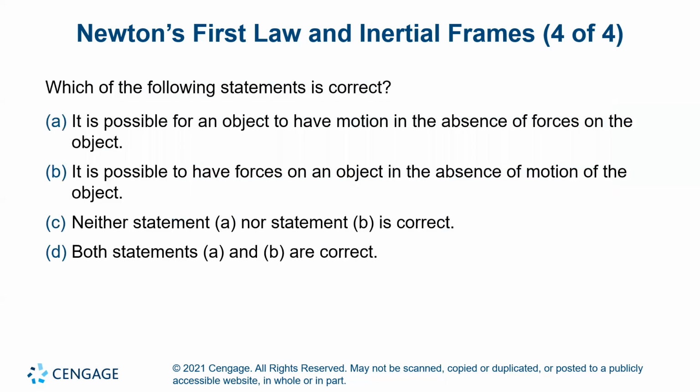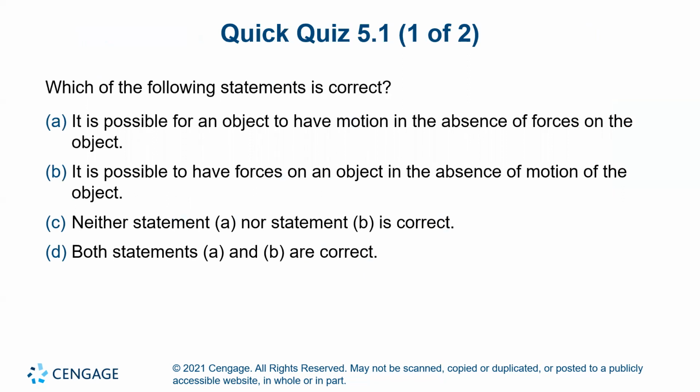Let's look at this quick quiz. Which of the following statements is correct? A, it is possible for an object to have motion in the absence of forces on the object. B, it is possible to have forces on an object in the absence of motion of the object. C, neither statement A nor statement B is correct. D, both statements A and B are correct. What do you think? Letter D, both statements A and B are correct.